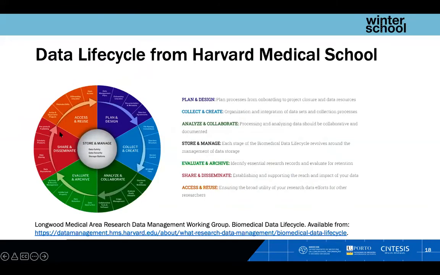In terms of the data life cycle, Harvard Medical School implemented a model where you can see all of these activities that go from planning and designing the data process to accessing and reusing it, eventually following approximately the same steps. But just to let you know that the biomedical data life cycle has certain steps that we as an organization, in terms of the Faculty of Medicine, and we as researchers have to be aware of.